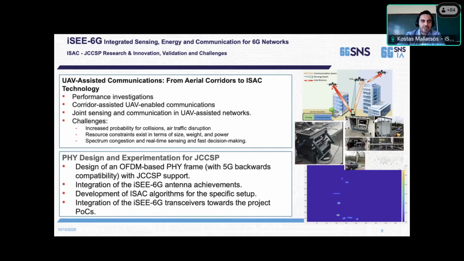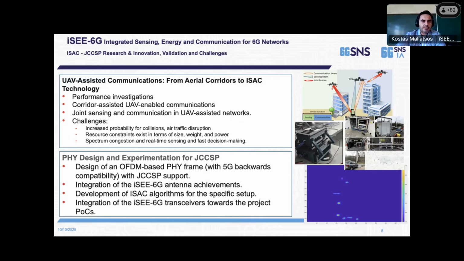So the concept here is to do all this with the same waveform, same hardware, and the beam management schemes that are able to tackle these issues. Investigations for UAV-based links and their effect on network coverage, latency, and sensing were performed. And also we investigated the concept of the UAV corridors that are used to assist communications and sensing performance tasks.